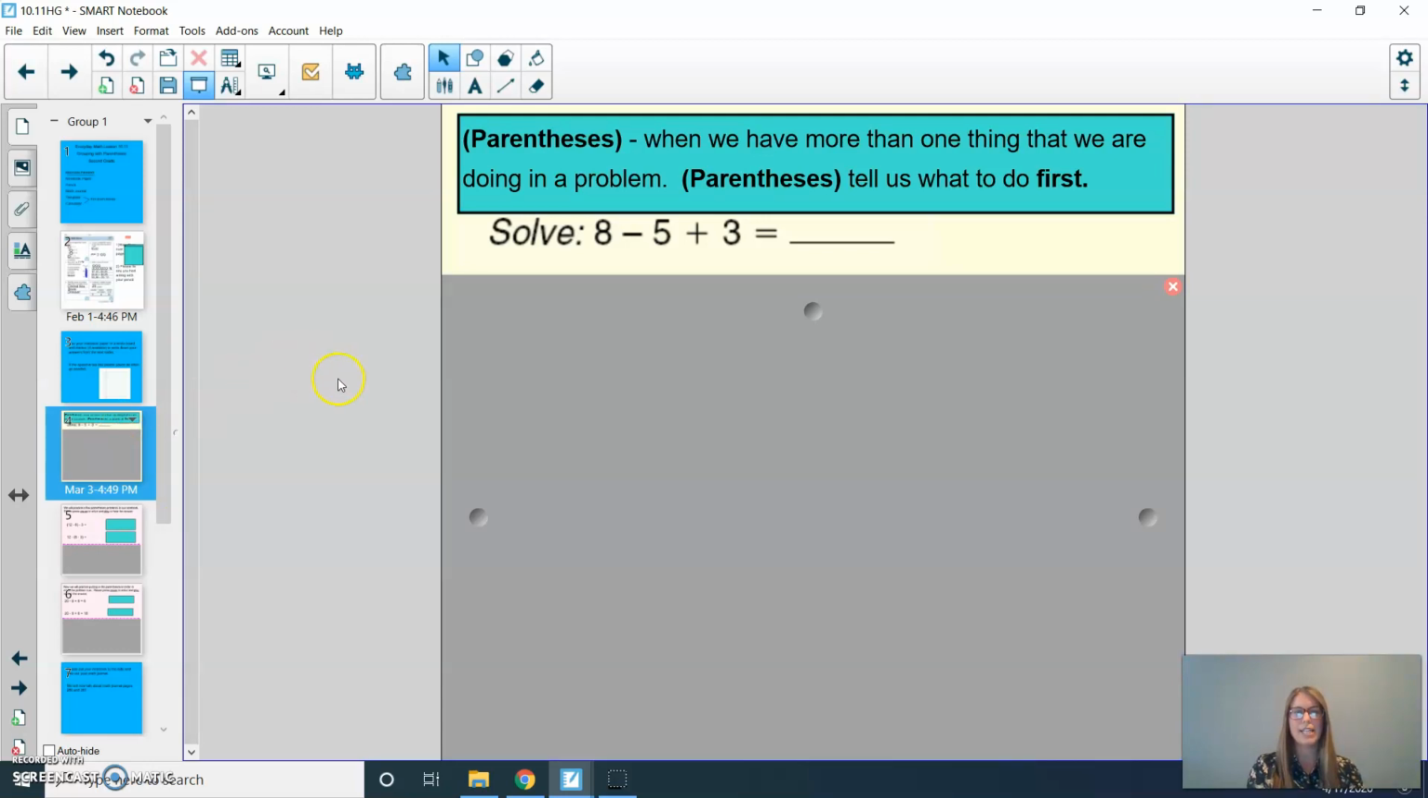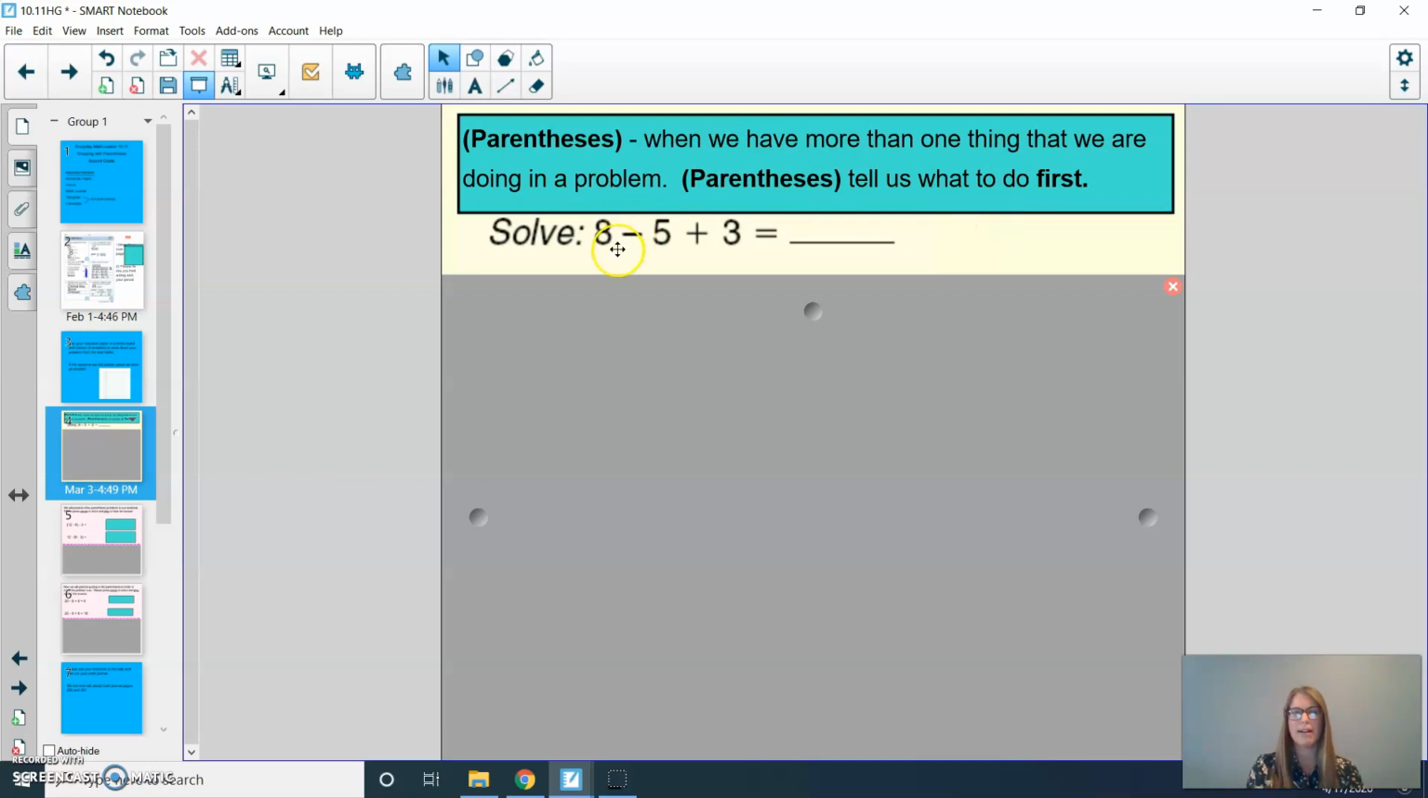So second graders, today we're starting something new, and we are introducing parentheses. And parentheses are what I have right around the word parentheses. So when we have a problem where there's more than one thing that we are doing, adding parentheses is going to help us know what to do first.